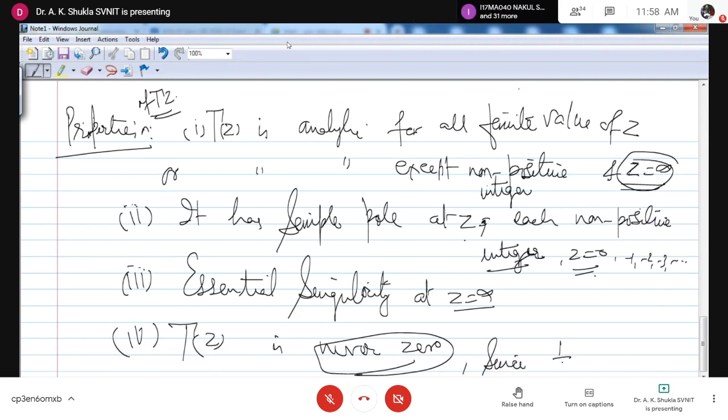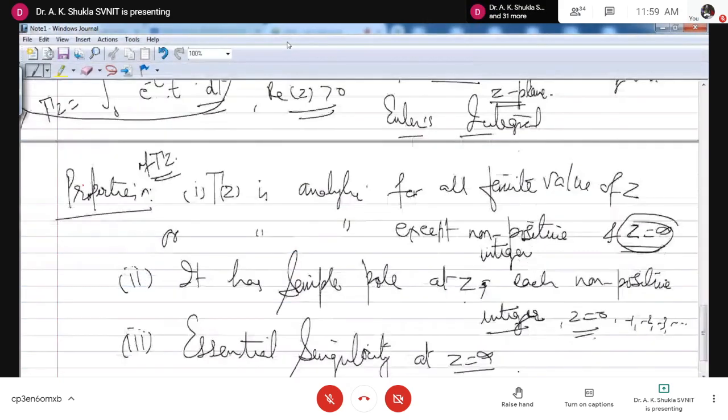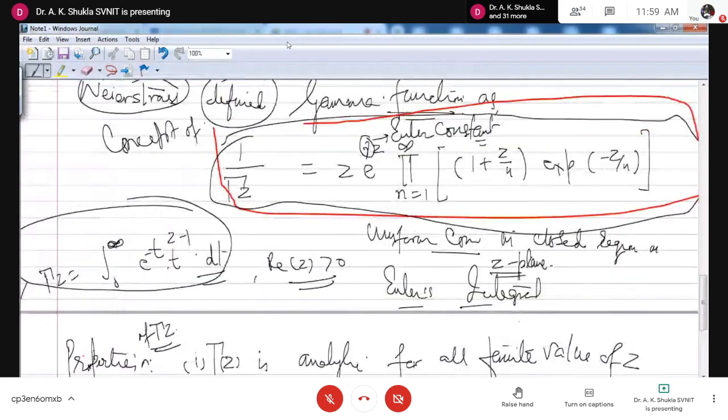Since 1 upon gamma z does not have any pole. So, this is equation, suppose this is equation number 1.